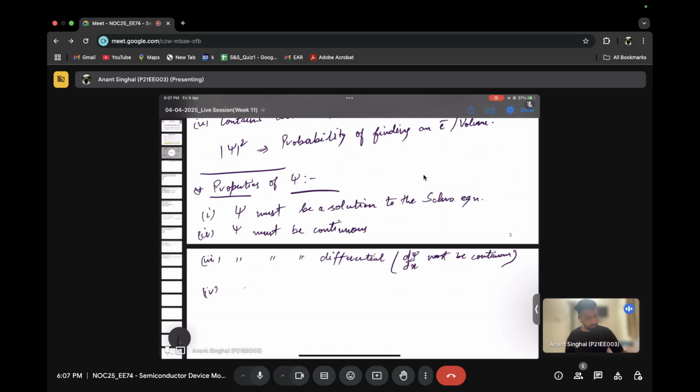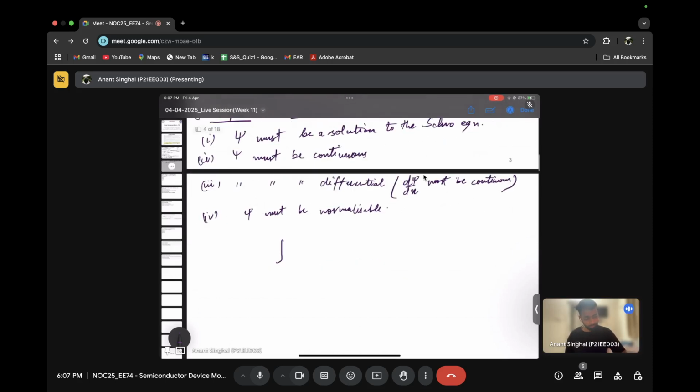Then the last is it must be normalizable. So as it is kind of a probability, it should be normalizable. So in mathematical terms, what I can say is in the entire space, the probability of finding a wave function should always be equal to 1. It cannot go beyond 1. So basically, what it means is, let's say, for example, if I try to say that the wave function is e raised to power x.